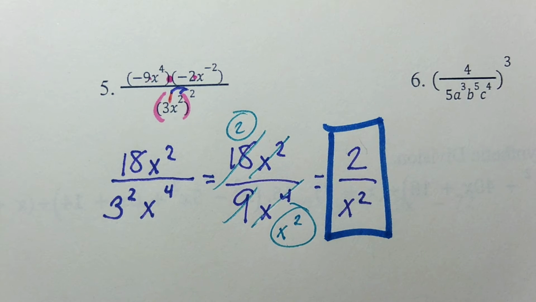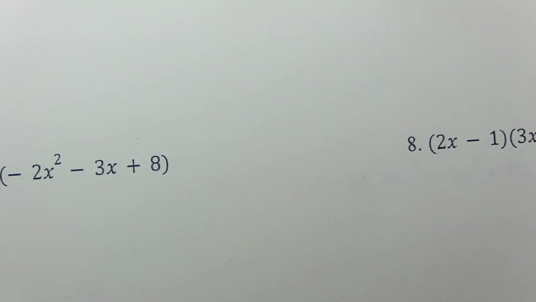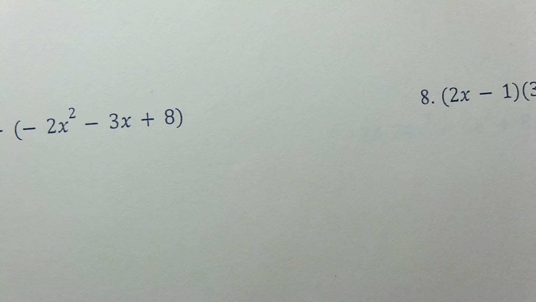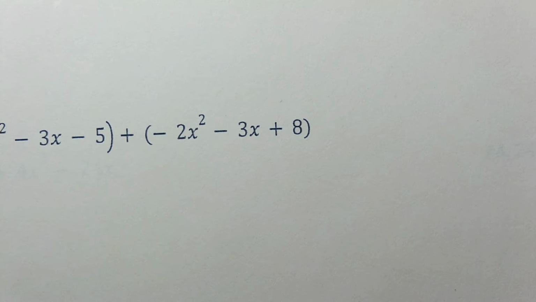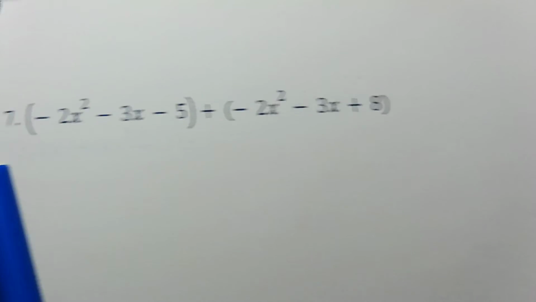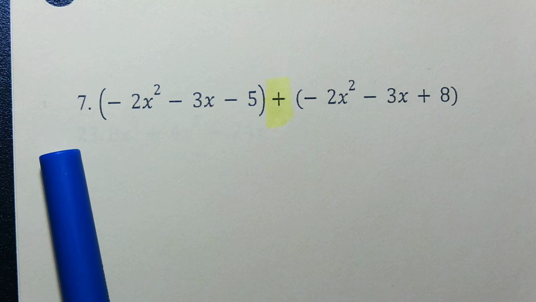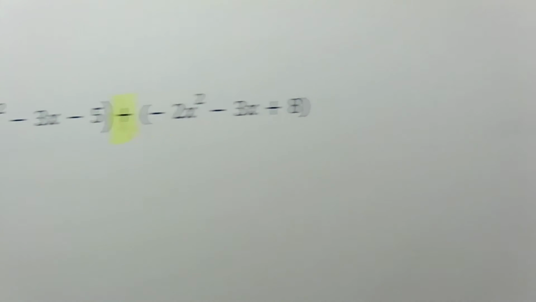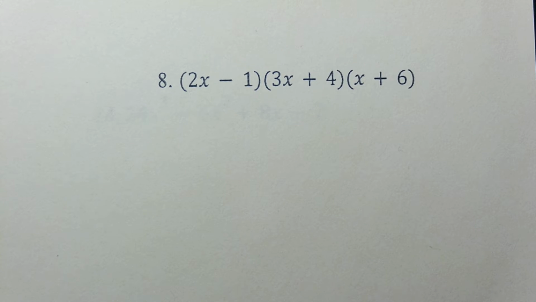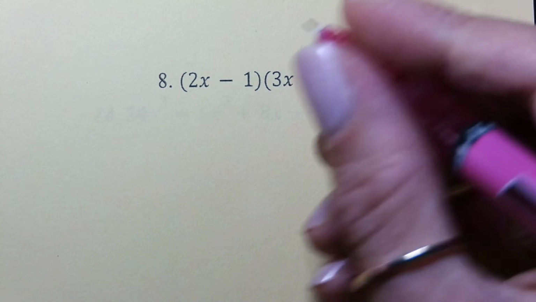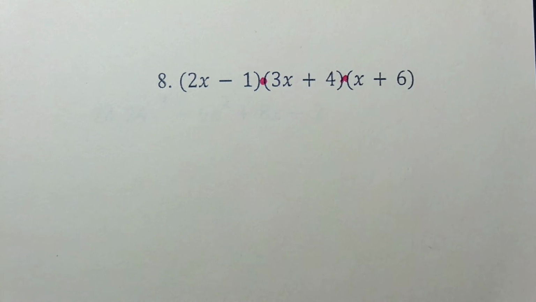On number 7 and number 8, these are polynomial operations. Best advice here is just identify what operation you have going on. I am adding these two polynomials together, so you are just going to combine your like terms. Nothing happens with the exponents, no foiling involved. Number 8, though, these are joined by multiplication. So this is going to be a super foiling problem.